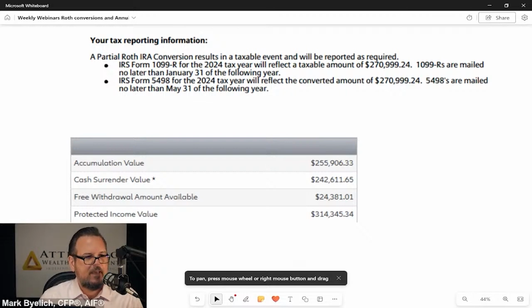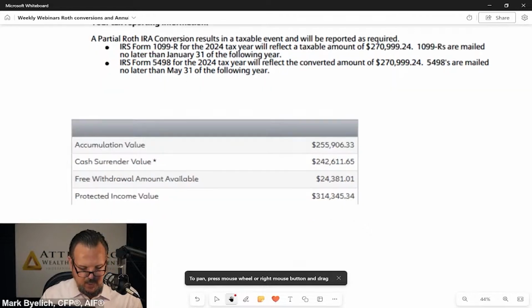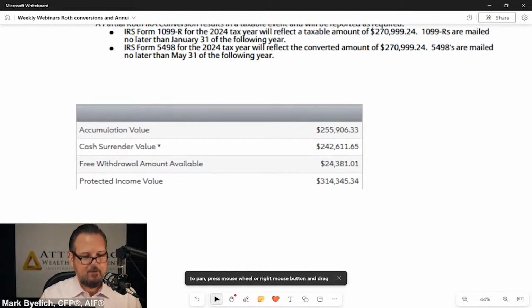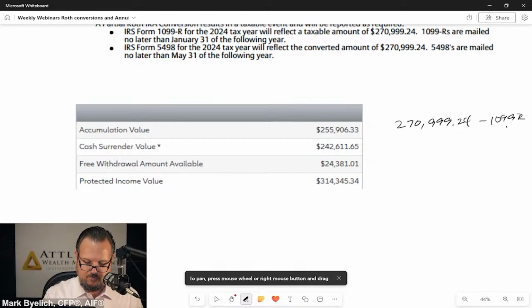It'll reflect the taxable amount of $270,999.24. 1099-Rs are mailed no later than January 31st of the following year. IRS 5498 for the 2024 tax year will reflect a converted amount of $270,999.24. 5498s are mailed no later than May 31st of the following year. So what does that mean? Remember, we have $270,999.24, which is our 1099-R converted amount that you're going to pay tax on in this example.